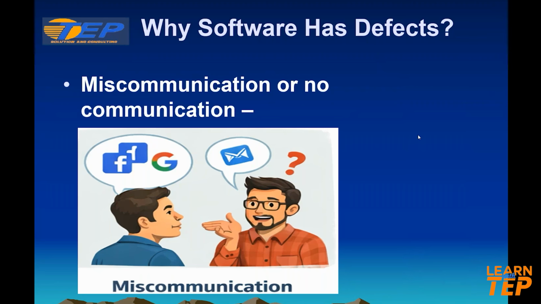Miscommunication or no communication. For example, a client tells the project manager they want a simple login system. The developer assumed email-only login, but the client expected social media login, such as Google or Facebook. This is a miscommunication. The feature has to be rebuilt. It is a waste of time and a waste of money.